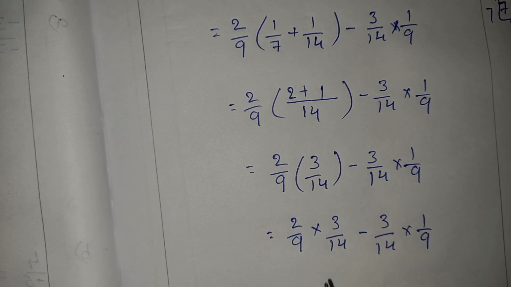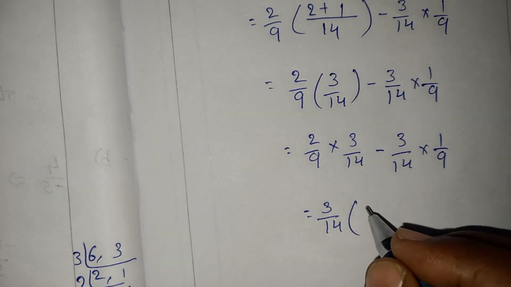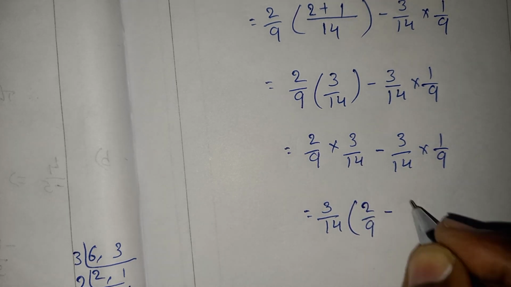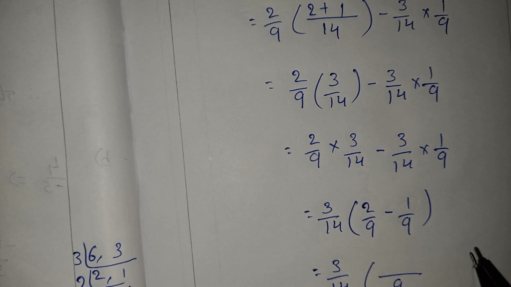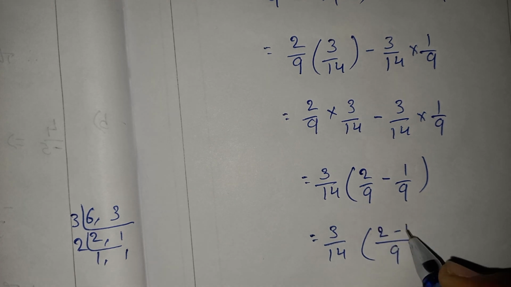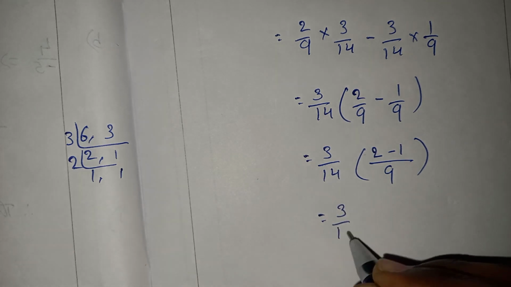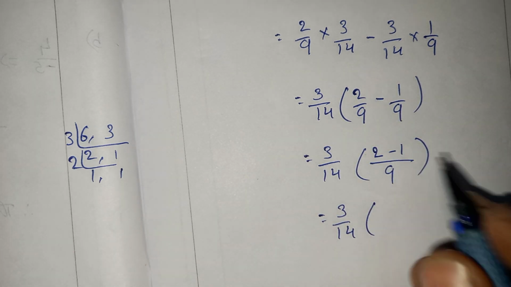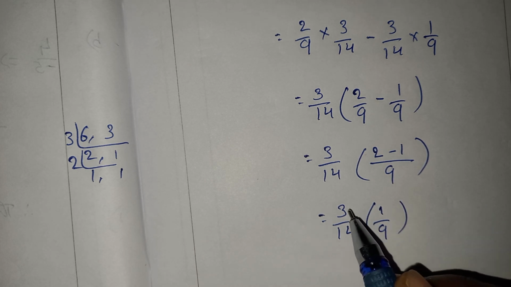Again, which is the common factor here? 3 by 14. So take the 3 by 14 separately: 3 by 14 into (2 by 9 minus 1 by 9). Both are the same denominators, so the LCM will remain the same. 2 minus 1. So 3 by 14 into (2 minus 1) is 1, by 9.